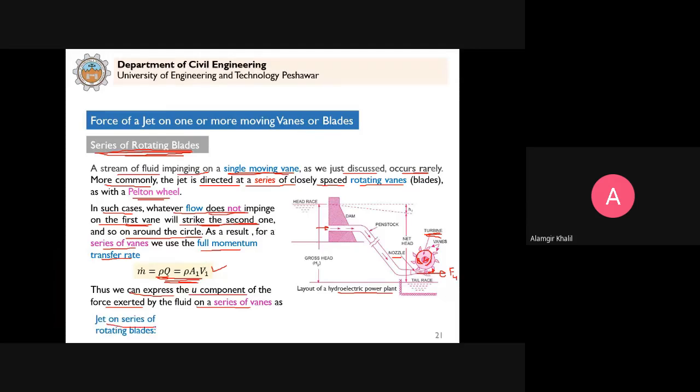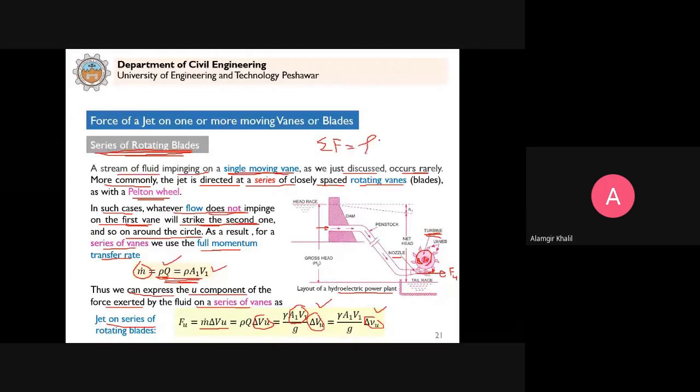So when we have a series of vanes or blades, then in that case it will be the mass flow rate, but it will be rho Q, not Q dash. You can see here Q is A1 V1, not reduced. And we can consider the change of absolute velocity or the change of relative velocity. You will get the same result. Now, this is the basic equation if you want to calculate the force.